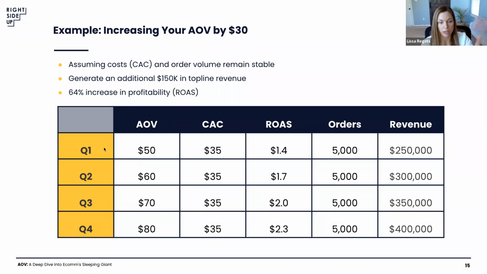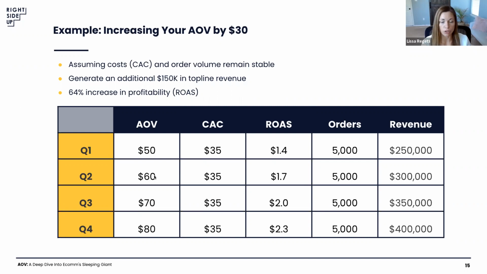Let's say quarter one, your AOV today is $50. You're spending $35 to acquire customers on average. You're at 1.4x ROAS, generating 5,000 orders and $250,000 in revenue. You incrementally increase that AOV with all the rest of this staying the same.